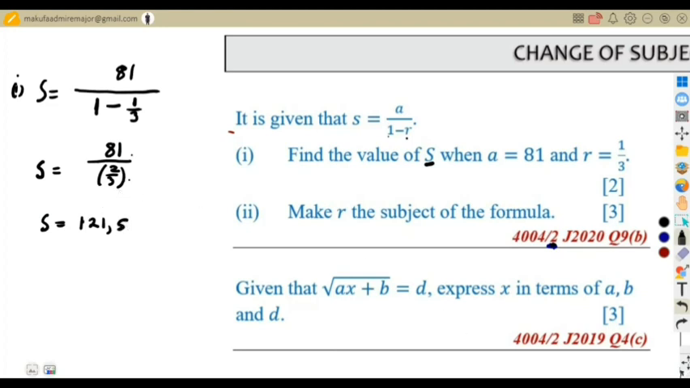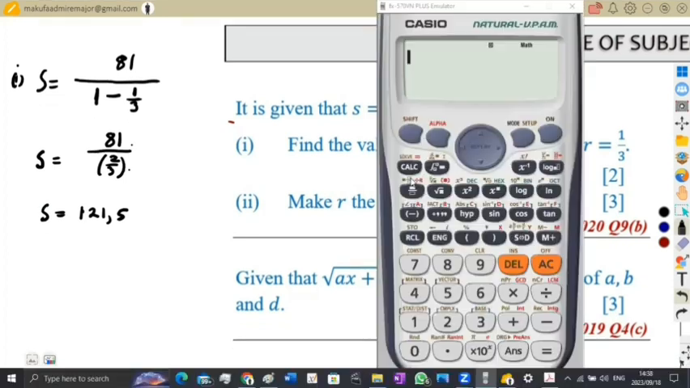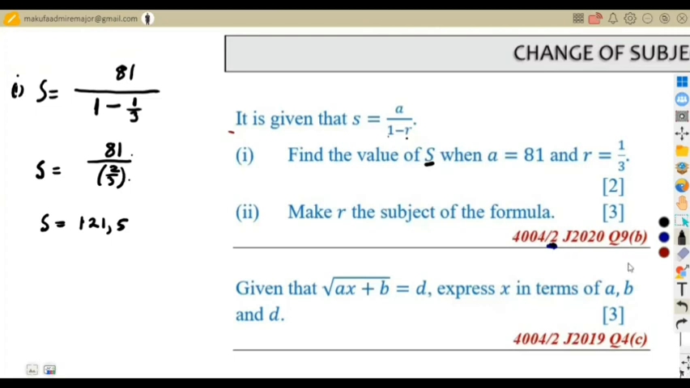Simply substitute your values on your calculator and you obtain the answer. The first mark is for the substitution. The other mark that we have there is for the answer. So all this whole part of our working is not even necessary. On your calculator, you are simply substituting as it is: 81 over 1 minus 1 over 3. That is going to give us 121.5. So that is how we can play around this, just a matter of substituting.